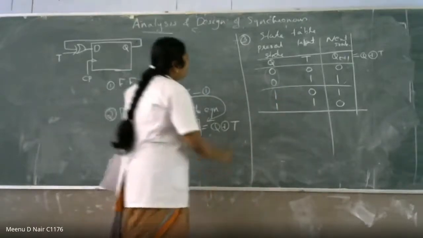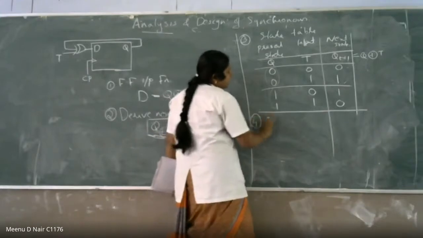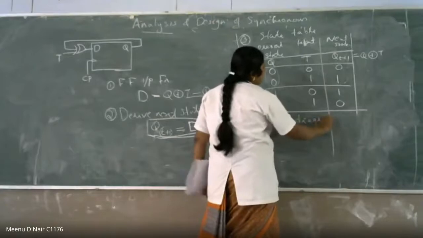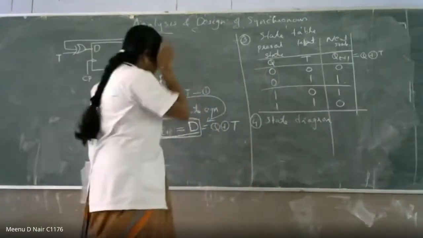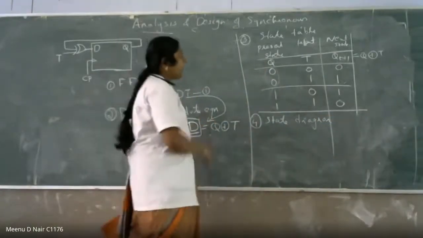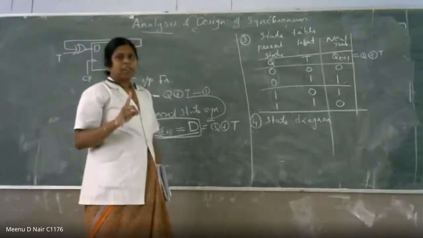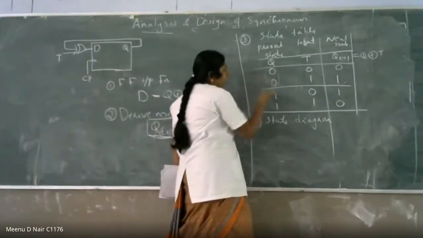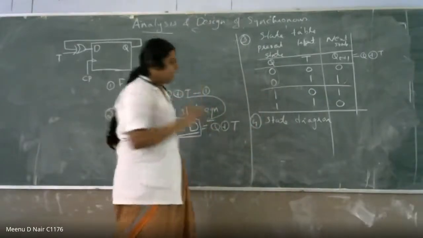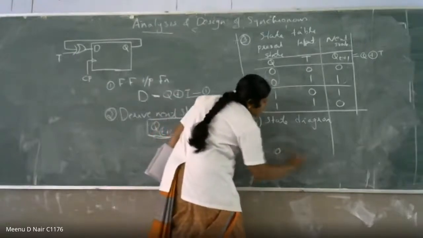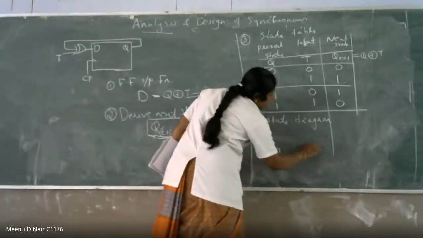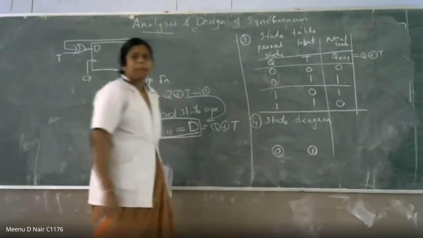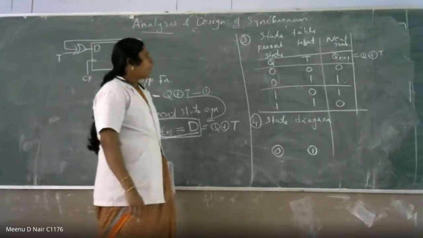Now, the fourth point is we have to derive the state diagram. So how many states are here? There is only one flip-flop, so how many states are available? 2 states, 0 and 1. First state is 0, second state is 1. You mark them in circles.